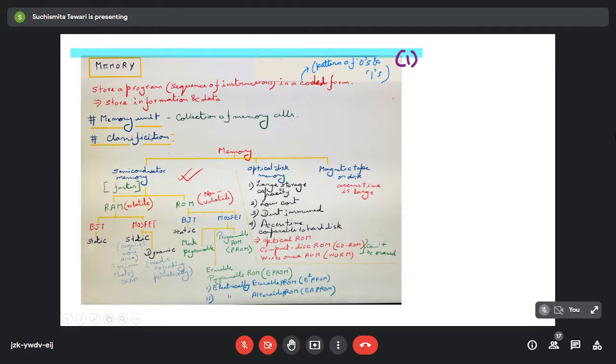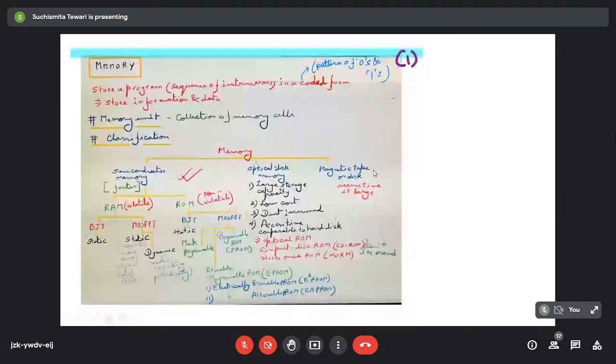Now what is a memory unit? A single memory unit actually contains a lot of memory cells. It can contain maybe 8 memory cells altogether, or 16 memory cells altogether, but it is situated in one memory location. In this particular chart you can see a classification of memory. Memory is classified into 3 categories: one is semiconductor memory, another is optical disk type memory, and then magnetic tape or disk type memory.